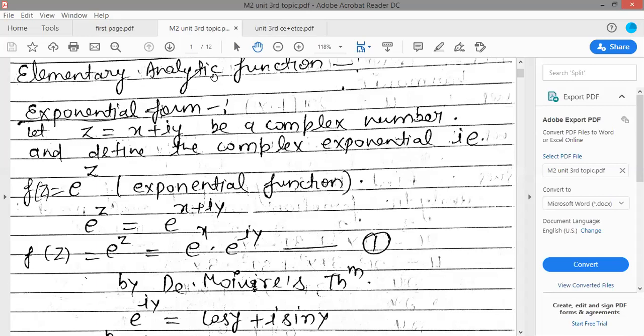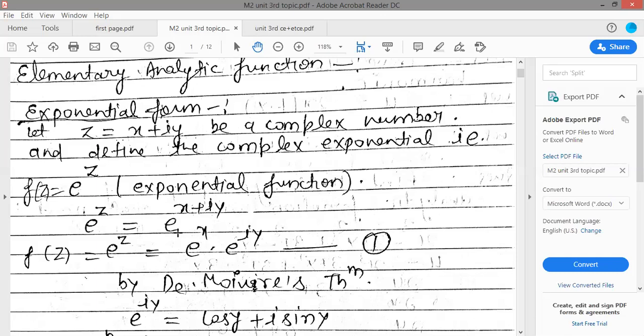So let z = x + iy be a complex number and define the complex exponential. It means e to the power z form. We have our complex number z, so the exponential form will be e to the power z. So f(z) = e^z is your exponential function. And now we know that e^z, where z = x + iy, so just write here x + iy.